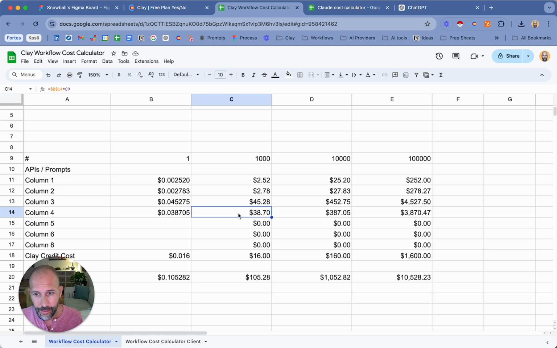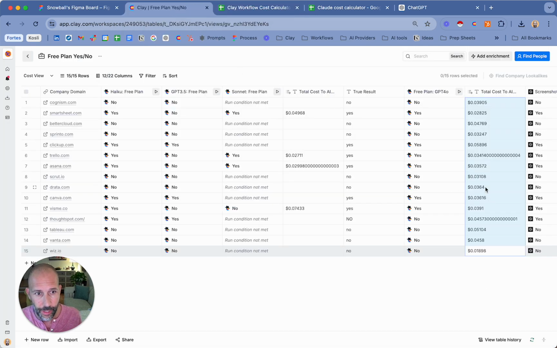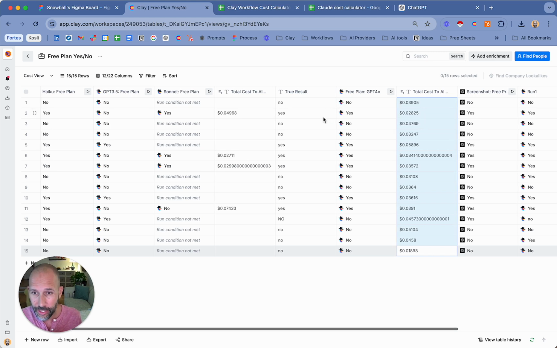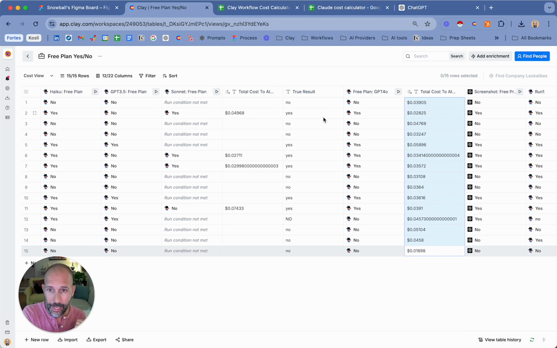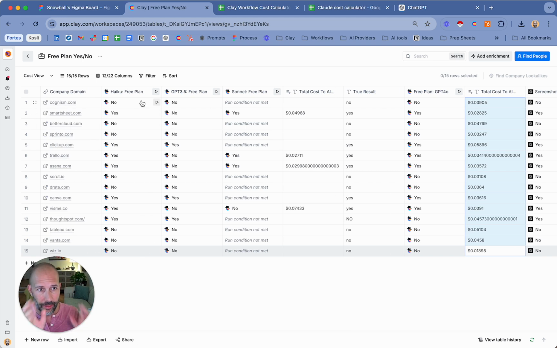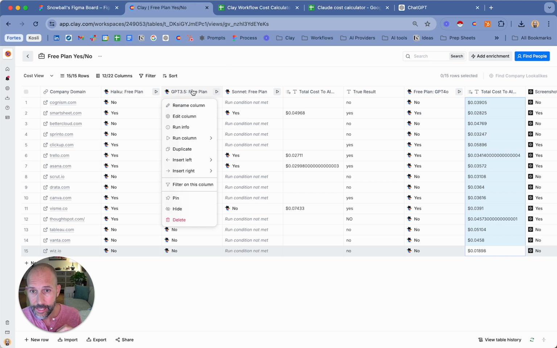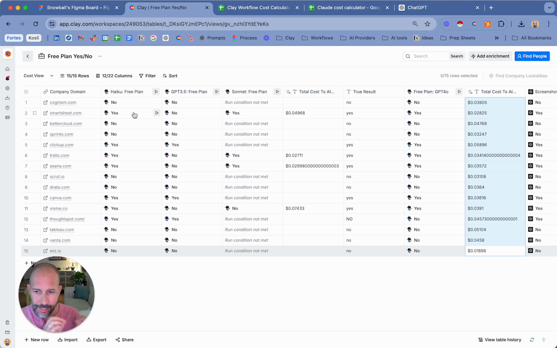Part of my work is to find cheaper ways to do this. I want to get the same result. I want to get a very good, very accurate yes or no, but I want to do it much cheaper. So what I'm actually doing is running the same prompt with a much cheaper model. In this case, it's Haiku, and in this column it's GPT-3.5. I'm running the exact same prompt.